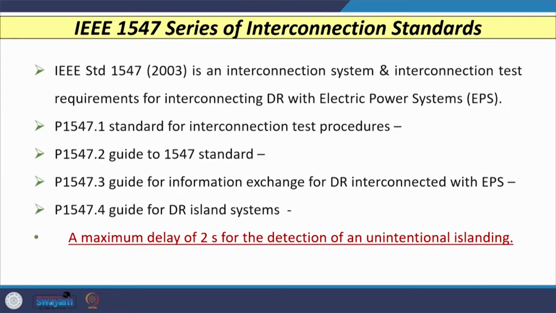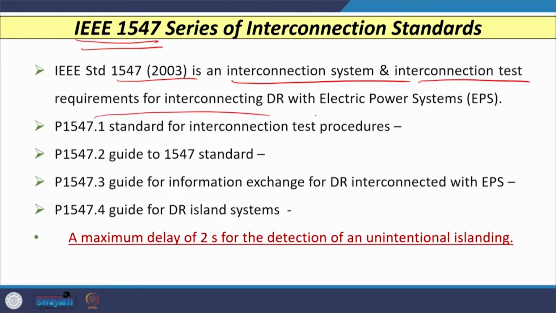Now, before we go into the details of DG and DER, when we connect DG or DER into the grid or network, we need to follow certain standards. The important standard is the IEEE 1547 series of interconnection standards. This standard was implemented in 2003, and later on it was amended several times. It is meant for interconnection systems and interconnection test requirements, particularly when we are going to interconnect distributed generators or distributed energy resources with our conventional power system network.